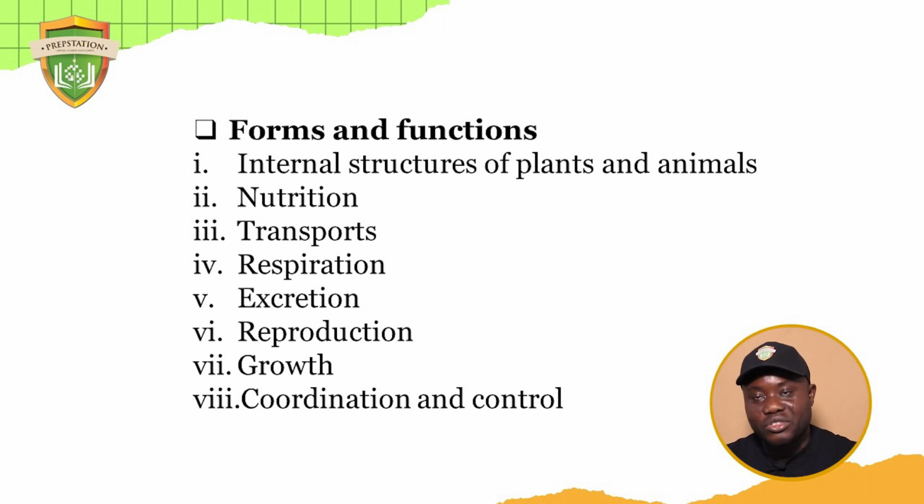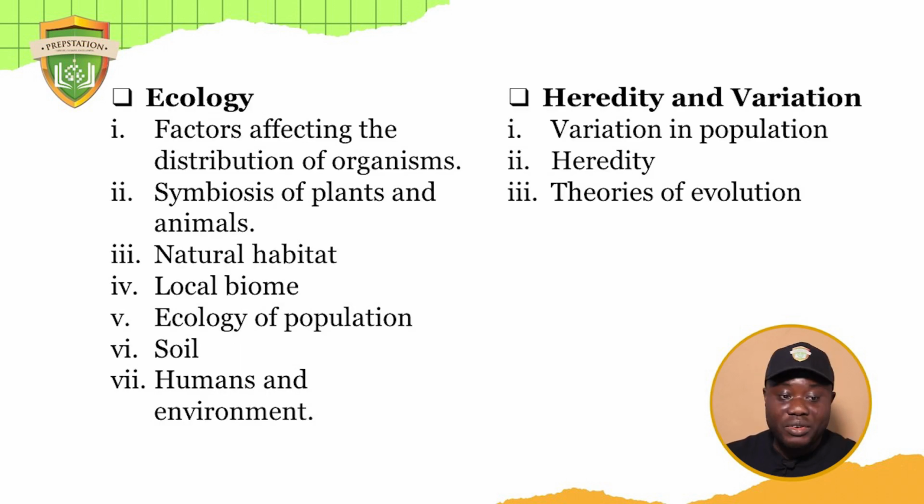Then we also look at the forms, we look at the functions of organisms, we look at the internal structures of plants and animals, we talk about nutrition, transport, respiration, excretion, reproduction, growth. Then we also have coordination and control. Then after that, we also look at ecology. We look at the factors affecting the distribution of organisms.